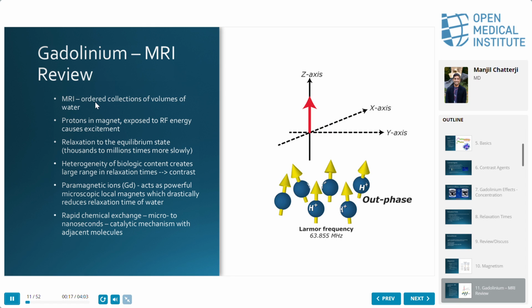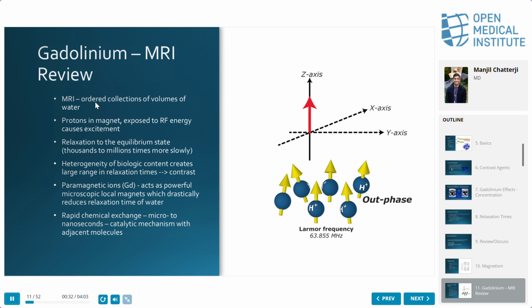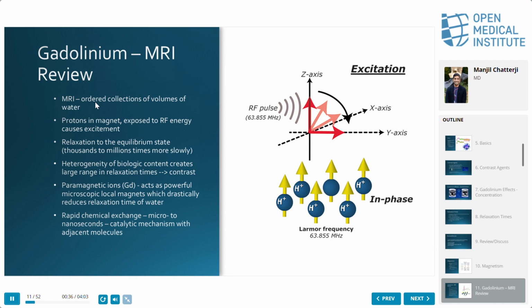Put the patient in the magnet. This is the z-axis. Pretend the magnet is the z-axis, okay? And this big arrow is the patient's body. So you put the patient in the magnet, and immediately all the protons align along this large z-axis. Again, a big, huge magnetic moment in the upper field here.